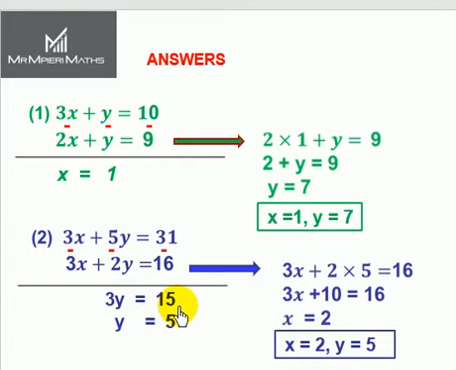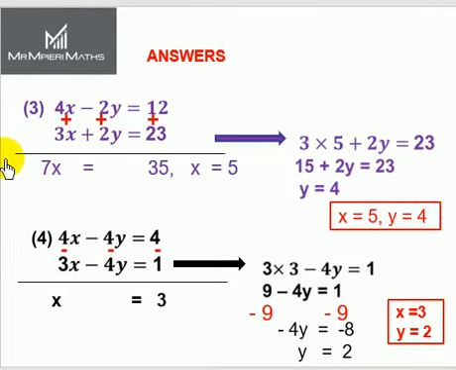Once you've done that, again, substitute for y in any of these equations. Here, 3x plus 2 times 5, because y is 5, equals 16. That's 3x plus 10 equals 16. Then, obviously, x has to be 2, because 3 times 2 is 6 plus 10 is 16. So here you go, x is 2, y is 5, and that is done.